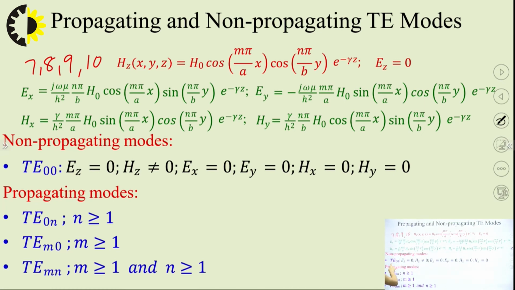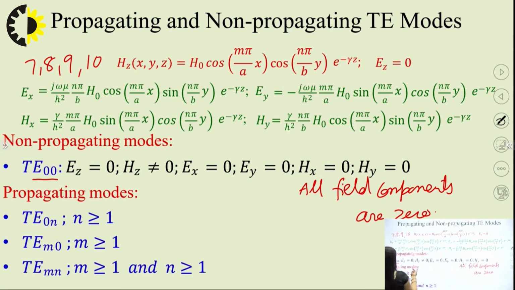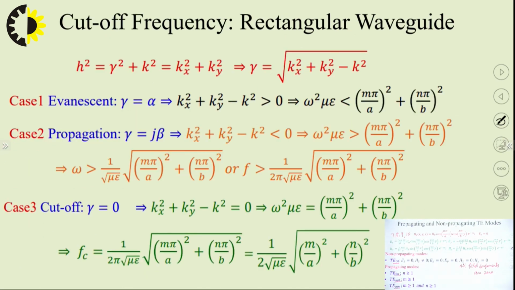The non-propagating mode is only 0,0. At 0,0, all the field components are 0, right? And all the remaining modes will travel. It means TM01, M0, Mn will all be propagating, as will the TE modes.